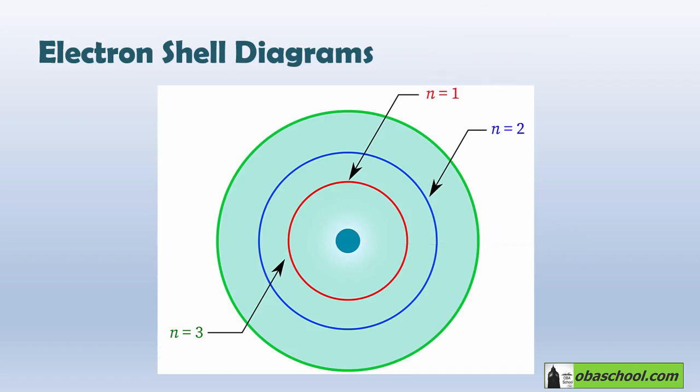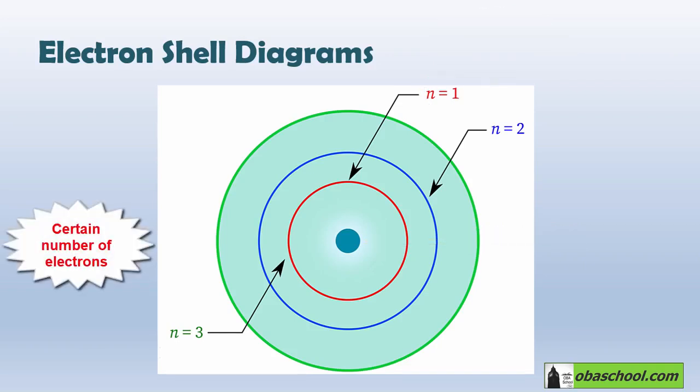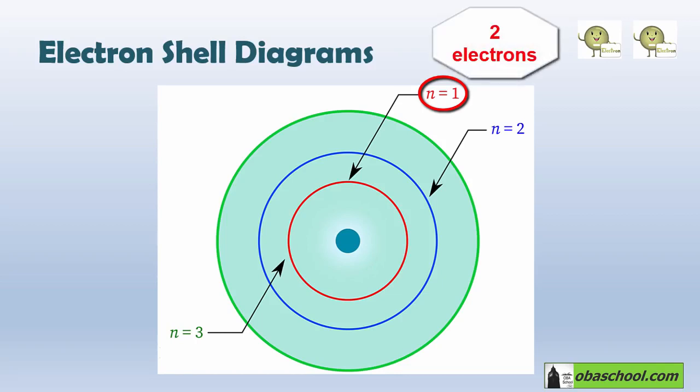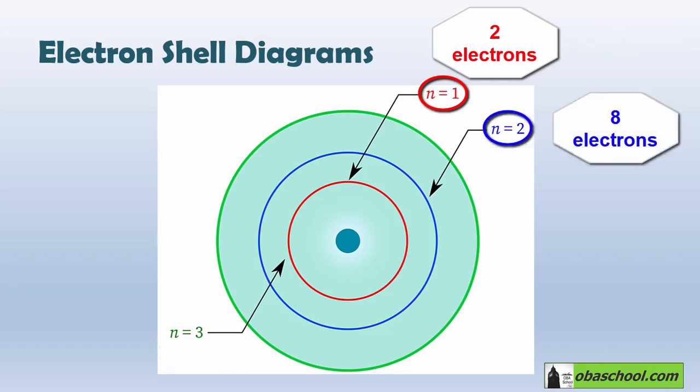And these energy levels can hold a certain number of electrons. So this one, the first and lowest energy level, can hold up to 2 electrons only. So you can't place more than 2 electrons in this energy level. The second energy level can hold up to 8 electrons. And once there are 8 electrons in the third level, you will start to fill up the fourth energy level.